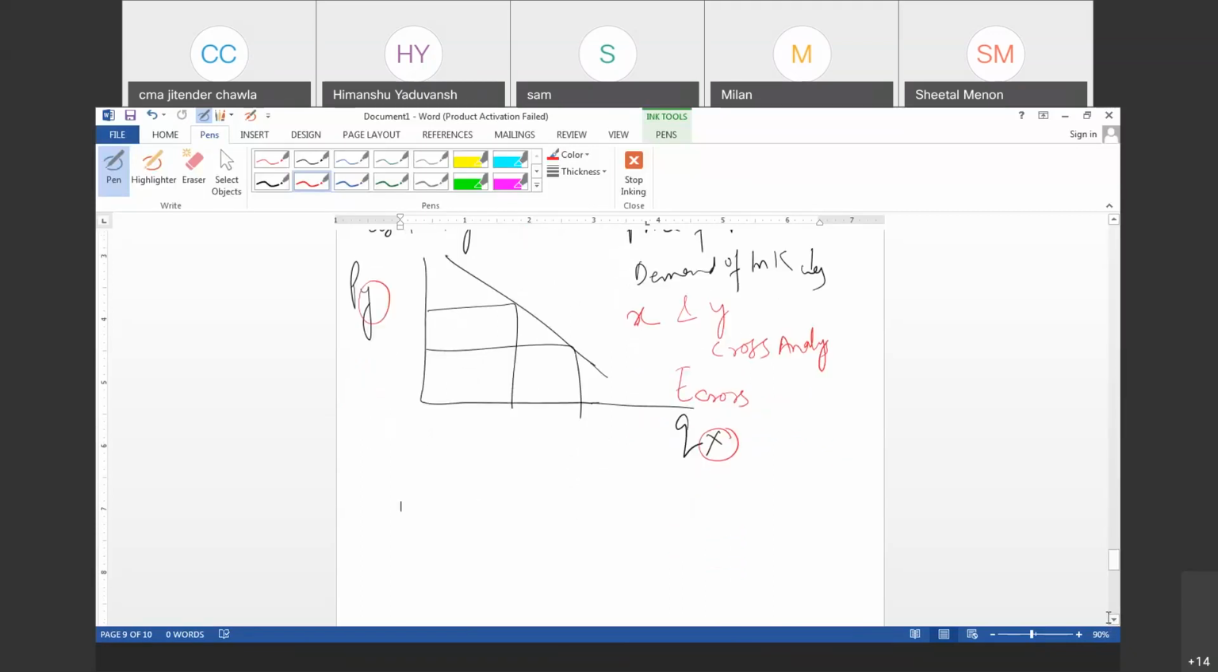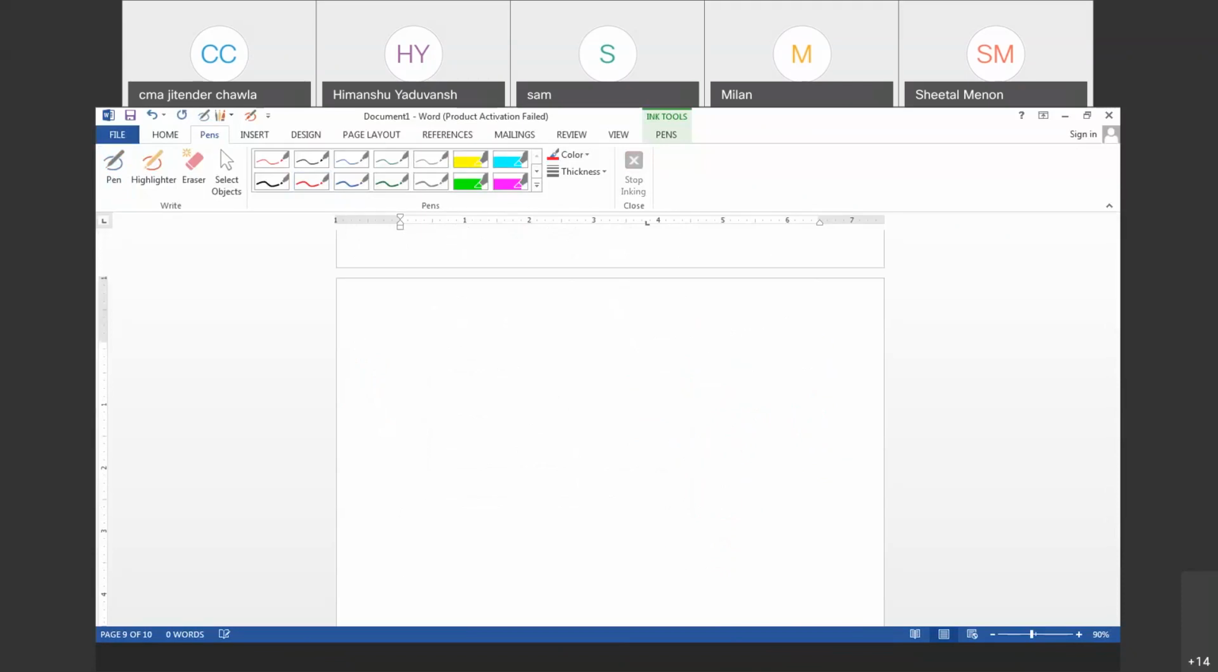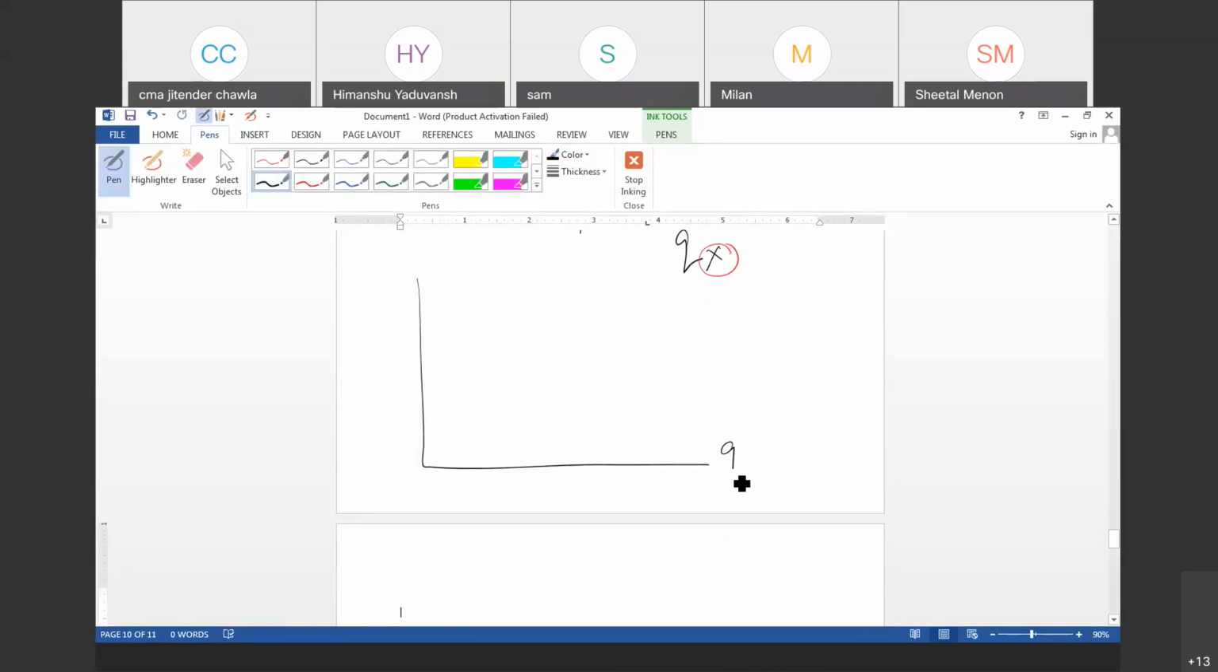Next one is... If I had your email ID, then I can share the file with you, if the institute allows me to. Here, quantity, price of Y, again consider. Now I am talking about substitute goods.